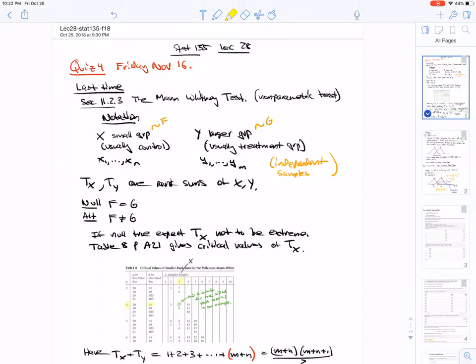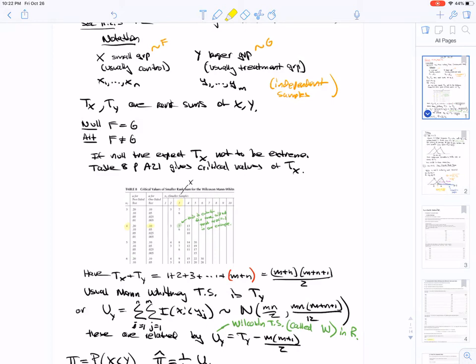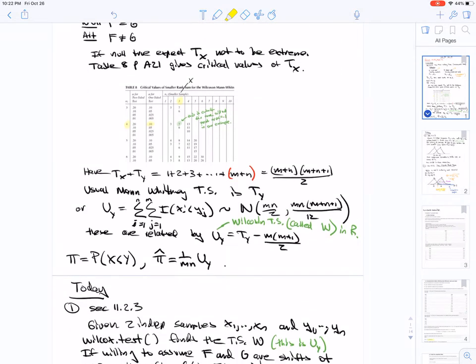And the reason that we look at tx is that the critical value for that cutoff is in table 8 on page 821. But actually, the book mainly talks about another test statistic, ty, which is the rank sum for the y group, which is related to the rank sum of the x group. Tx plus ty is just the sum of all m plus n ranks.